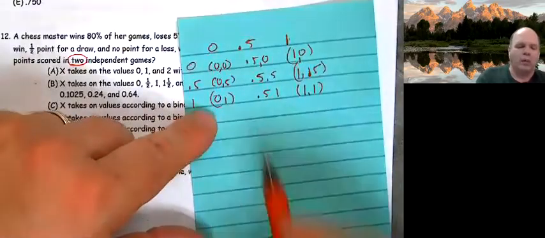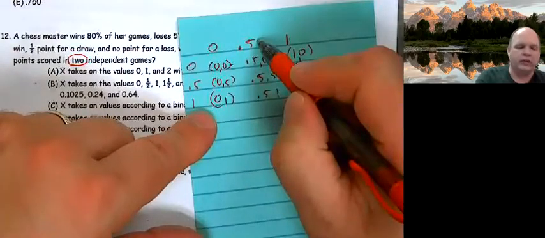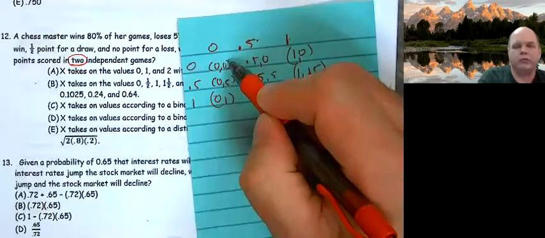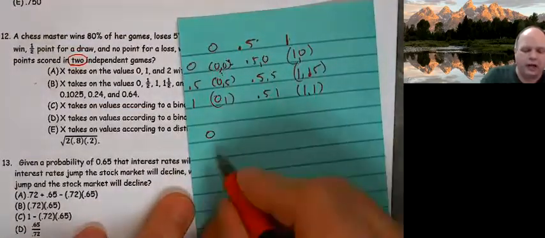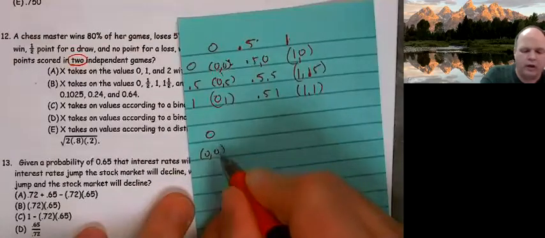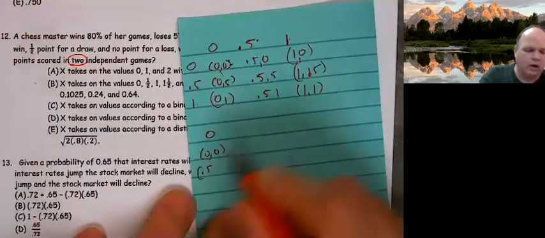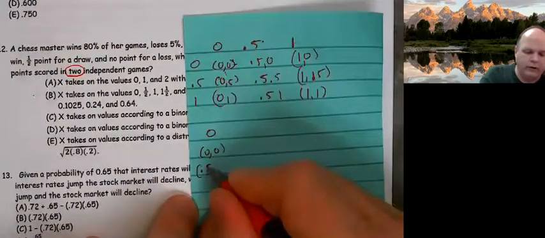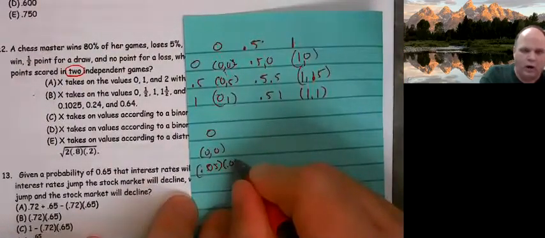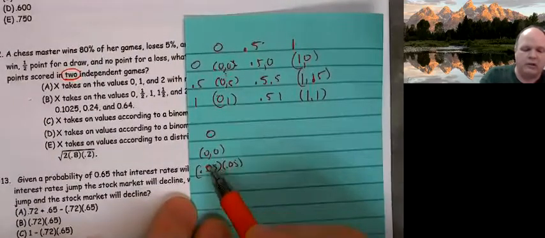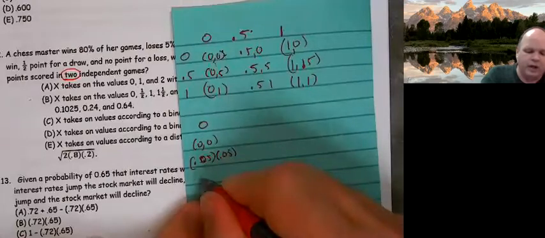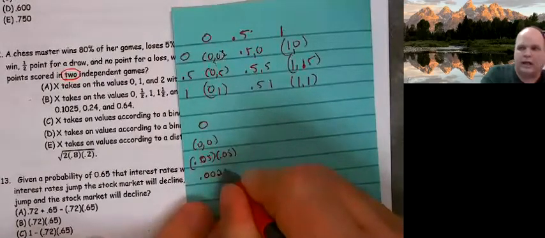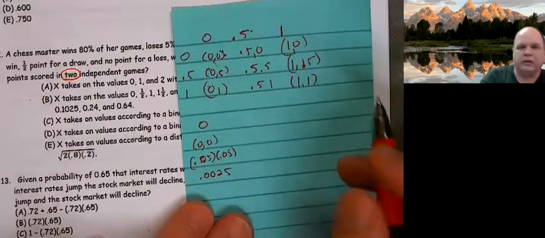All right? Well, this would be getting 0 points, and this happens when you lose both games. Well, there's only one way to get 0 points, but I can get 0 points if I lose both games, which means I got a 0 here and a 0 there, which is going to be 0.05 times 0.05, because the chance of losing is 5%. When I multiply that out, I end up getting 0.0025. At that point, I actually see my answer already. I already know that it's B, but I'm going to continue on for just a moment.